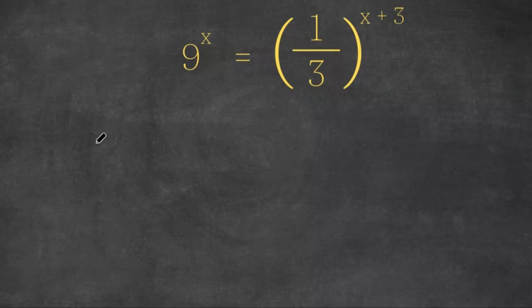In today's video, I'm going to be teaching you guys how to solve this exponential equation. So we have 9 to the power of x is equal to 1 over 3 to the power of x plus 3.